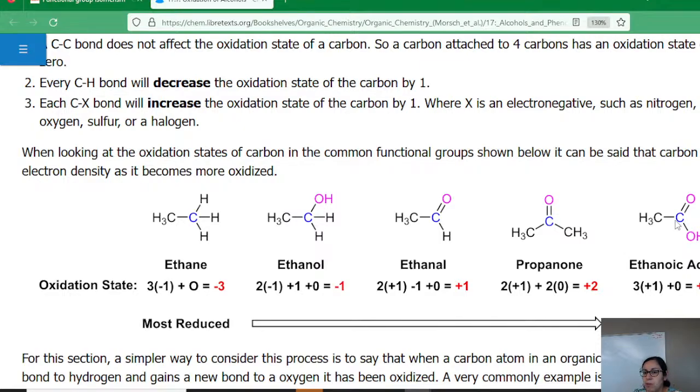If people follow, do we want to do determining the oxidation states? Although it's not really going to be on your exam, it was something that we did cover this quarter, the organic oxidation states.